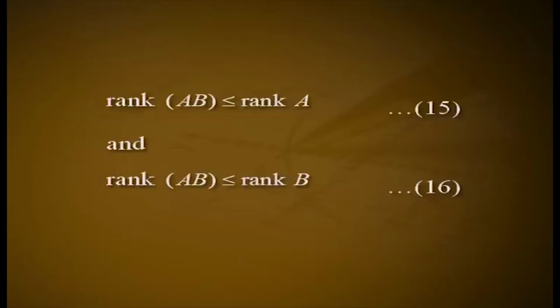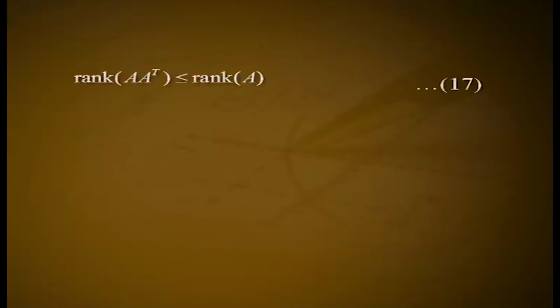Example 3. If A is a non-singular matrix, show that rank of A transpose is equal to rank of A, where A transpose denotes the transpose of the matrix A. Solution. First of all, we note by theorem 3 that rank of AB is less than or equal to rank of A, equation number 15, and rank of AB is less than or equal to rank of B, equation number 16. Taking B equal to A transpose, equation 15 gives rank of A transpose less than or equal to rank of A, equation number 17.